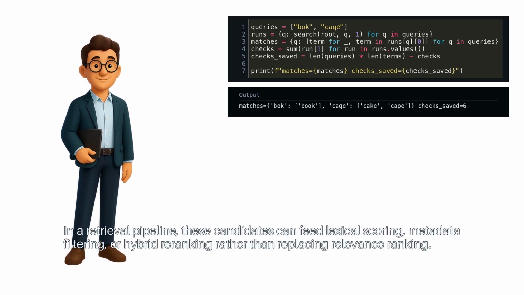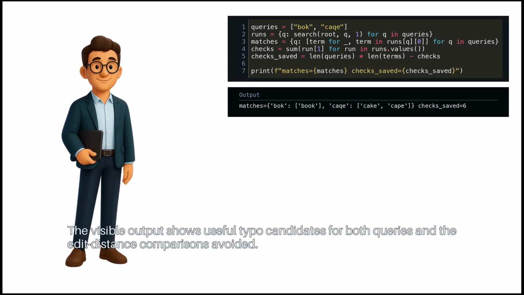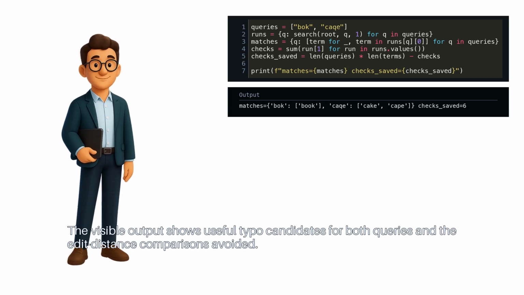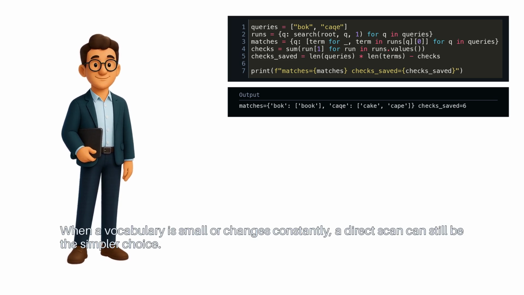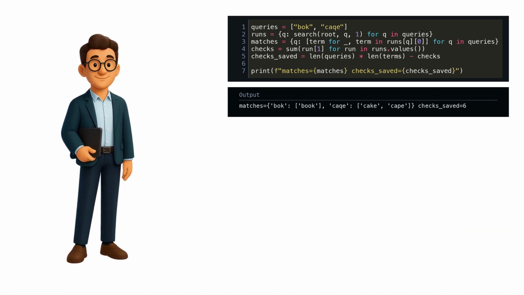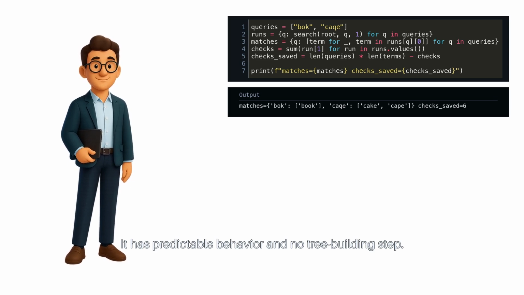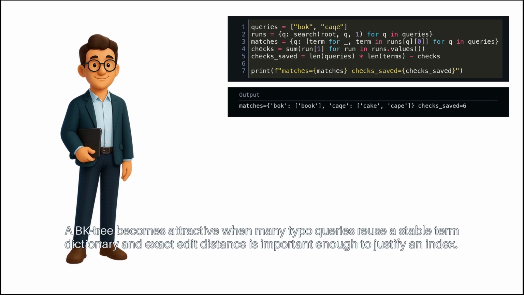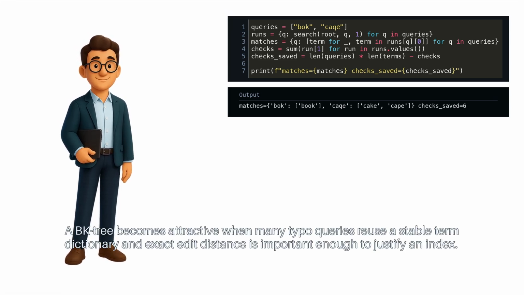In a retrieval pipeline, these candidates can feed lexical scoring, metadata filtering, or hybrid re-ranking, rather than replacing relevance ranking. The visible output shows useful typo candidates for both queries and the edit distance comparisons avoided. When a vocabulary is small or changes constantly, a direct scan can still be the simpler choice. It has predictable behavior and no tree building step. A BK tree becomes attractive when many typo queries reuse a stable term dictionary, and exact edit distance is important enough to justify an index.